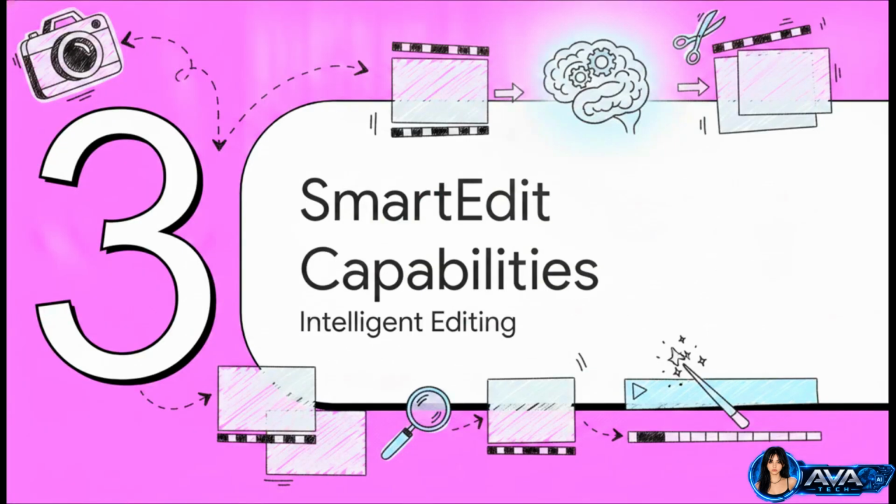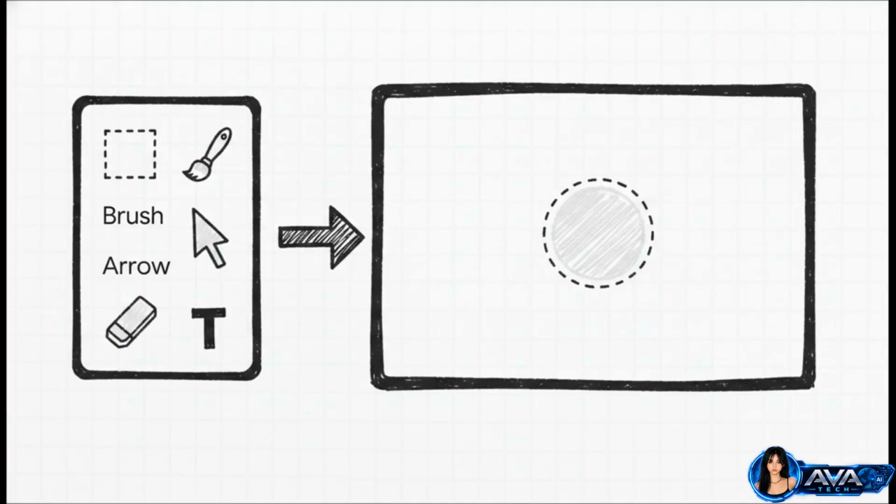Which brings us to Section 3, smart edit capabilities and intelligent video editing. Let's move on and see how this builds. Because this power isn't just about that initial generation, it's really about Dreamita's native post-production feature called Smart Edit. Inside the Smart Edit window, you have these super intuitive tools. We're talking rectangle selection, a brush, arrow, text, and eraser tools.